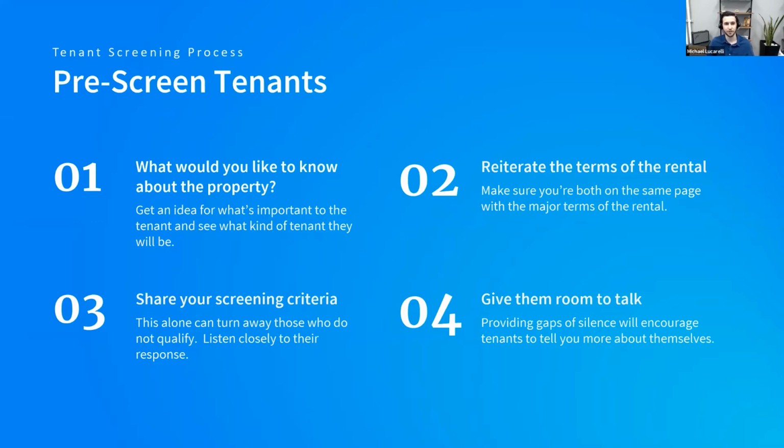And so it allows you to also get a baseline and see who might be at least close to qualifying for your minimum criteria that you've hopefully already set up. And then finally, a little bit unconventional, but I always like to leave a little bit of silence on some of those pre-screening calls. And when you leave some of that silence, you'll be surprised about the information that applicants will be willing to share with you, which can also be very telling and can give you some really good information to go off of.